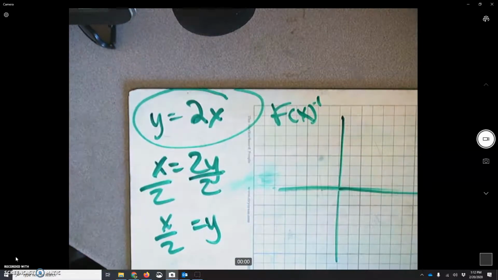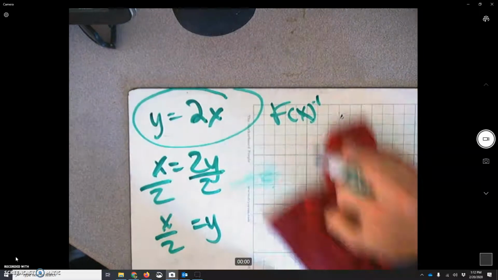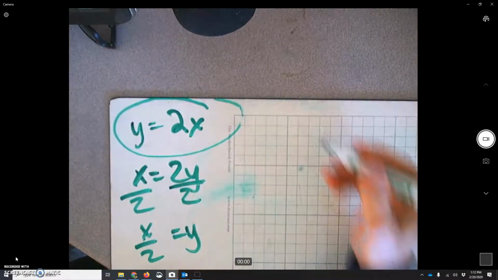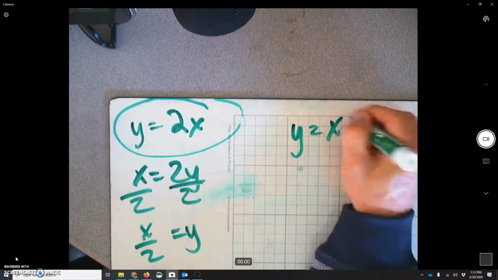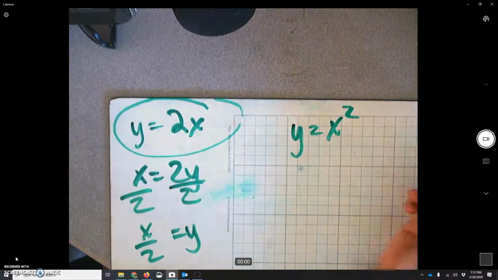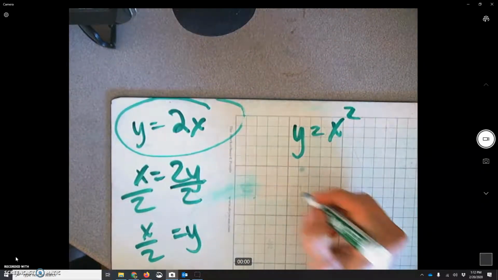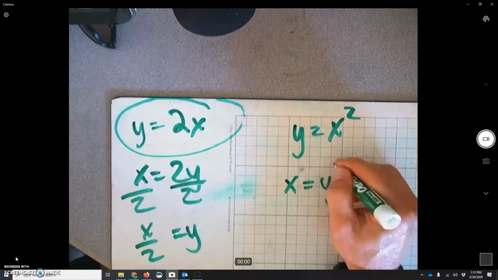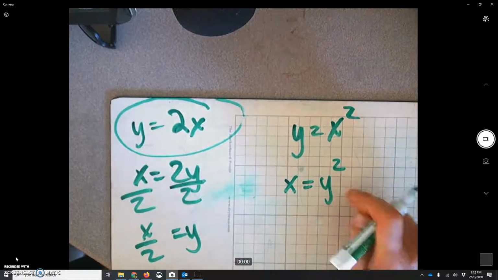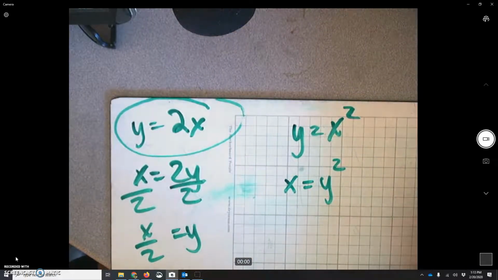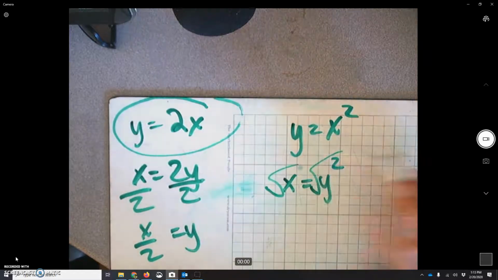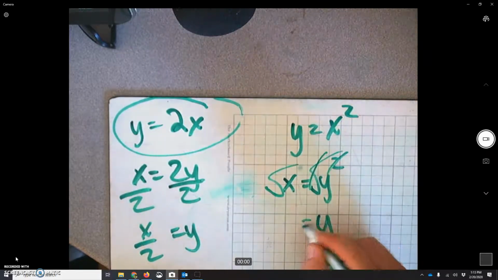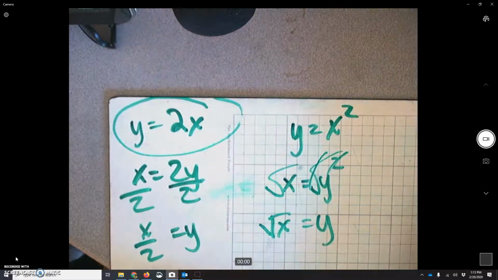All right, let's do one more. I'm going to graph all of these in a second. Let's do y equals x squared. The inverse, we switch the variables. x equals y squared. And now we're going to solve for y. So we square root both sides. That cancels off. We're left with y equals square root x.